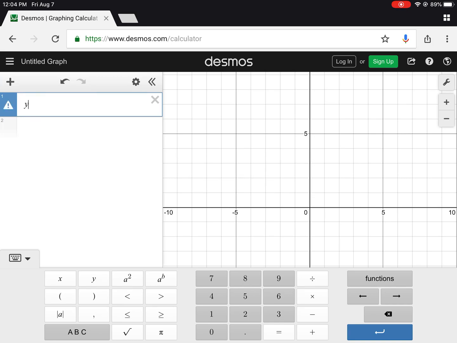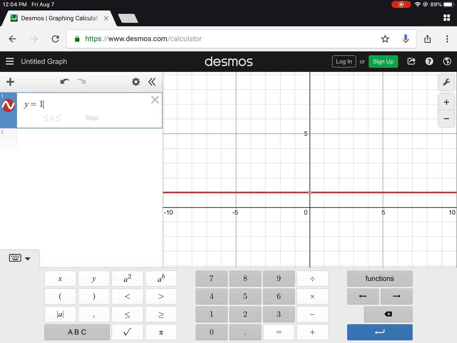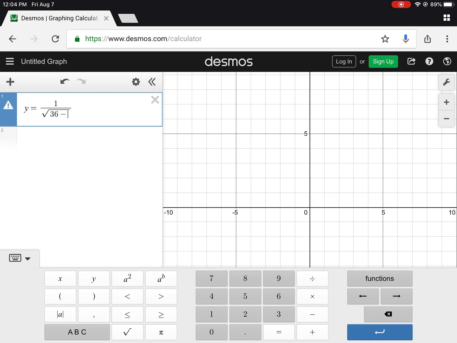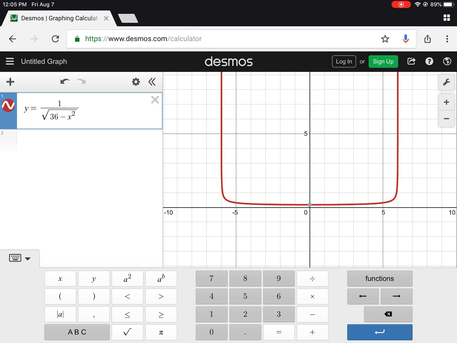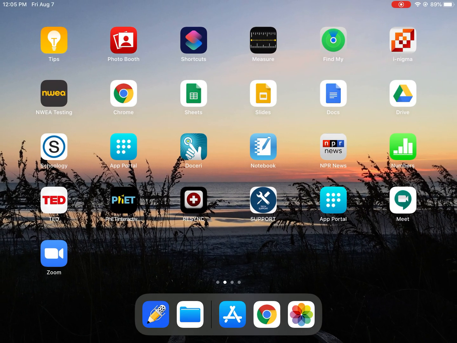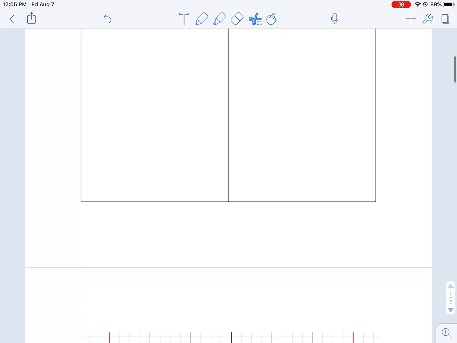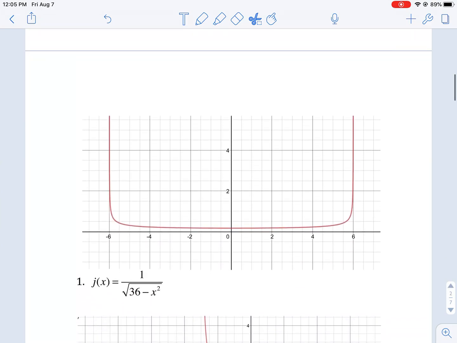So I type my y equals, and then I need a fraction. A fraction is just a division problem, so it's just 1 divided by. Hit the division key, and you'll get that fraction bar. And the square root button is right at the bottom of the keyboard. Square root, and I'm going to type 36 minus x to the second, and I get this graph. It looks kind of like a parabola, except very sharp. So I'm going to take that, and I've already put it into the worksheet, actually on page 2 of the worksheet. That way I'll have something I can write on myself.